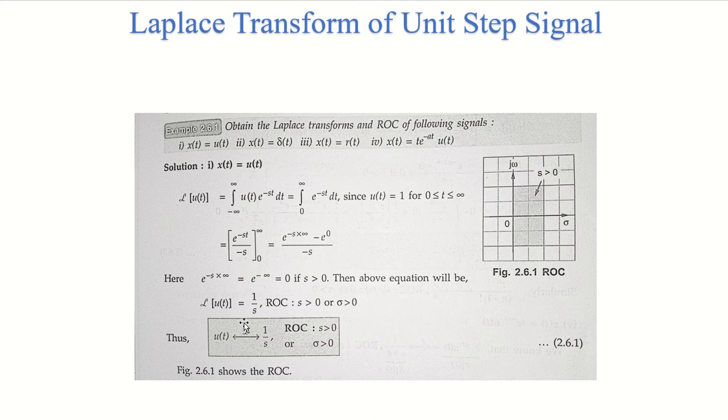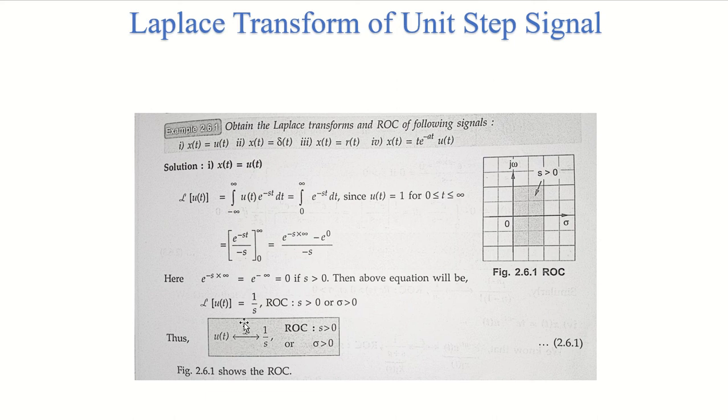Because if you want to find the Laplace transform, then your signal must be finite. So if you put 0 instead of s, you will get 1 by s, which will be equal to 1 by 0, and 1 by 0 is infinity. So for that it will not converge. So for the values less than or equal to 0 of s, your Laplace transform will not converge.